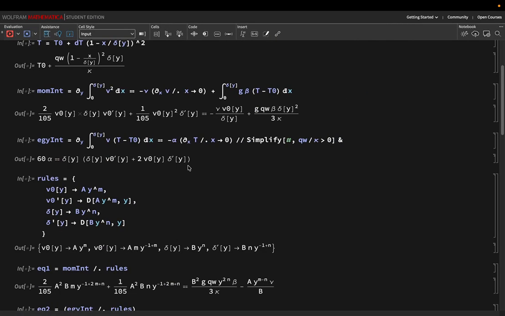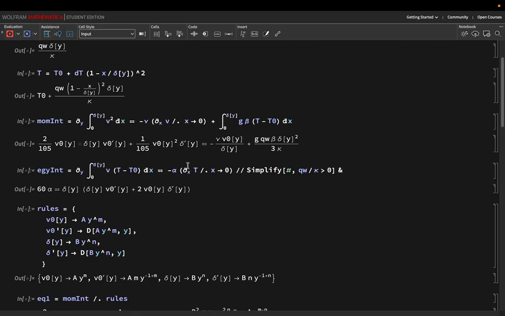Let me write down the equations I am getting for the momentum integral. One will become something like 2 by 105 times v naught squared delta prime, plus 1 by 105 v naught squared delta prime, minus mu v naught by delta by 3 times kappa. So this is the momentum integral. Similarly, this is the energy integral equation.